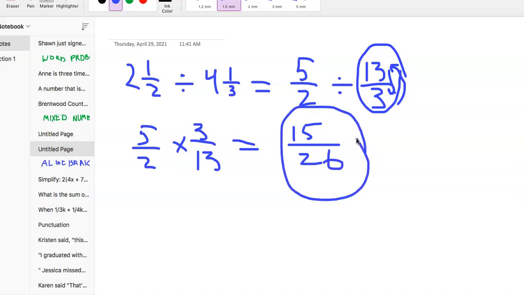There's our answer. Okay, so that's really everything you need to know about mixed numbers, as we went over there, both turning them into improper fractions as well as adding and dividing.